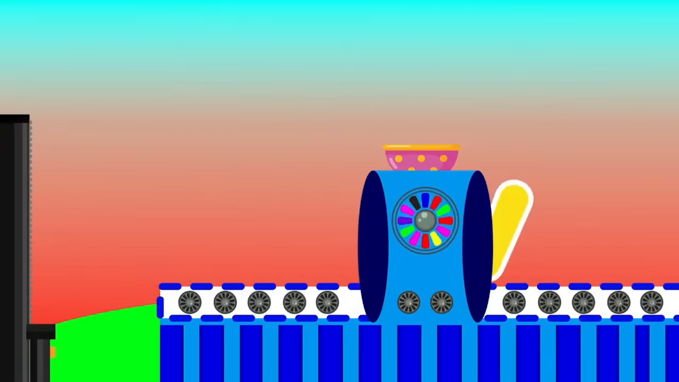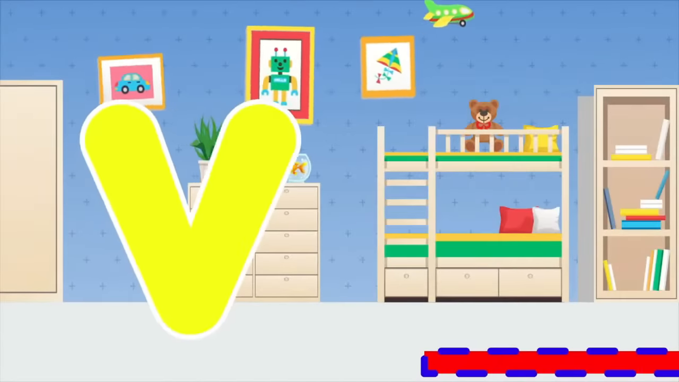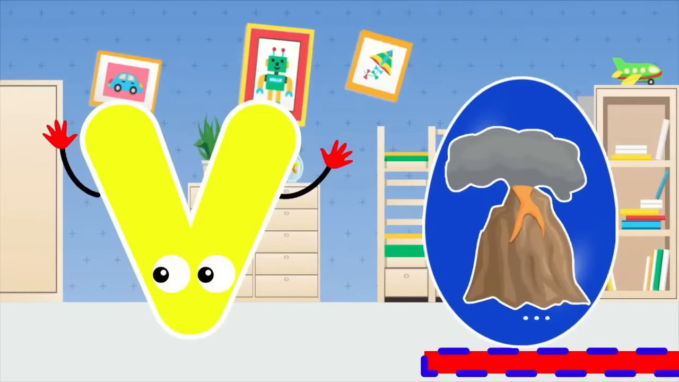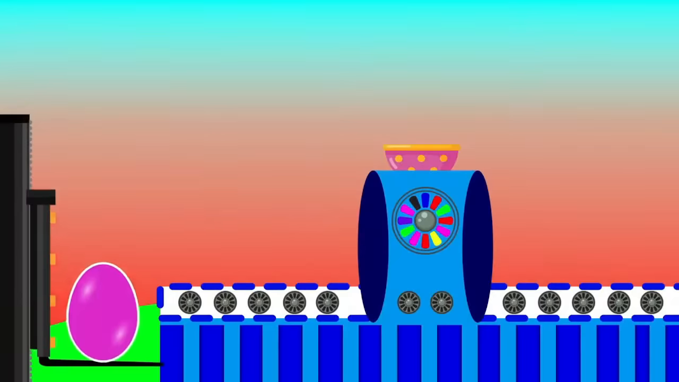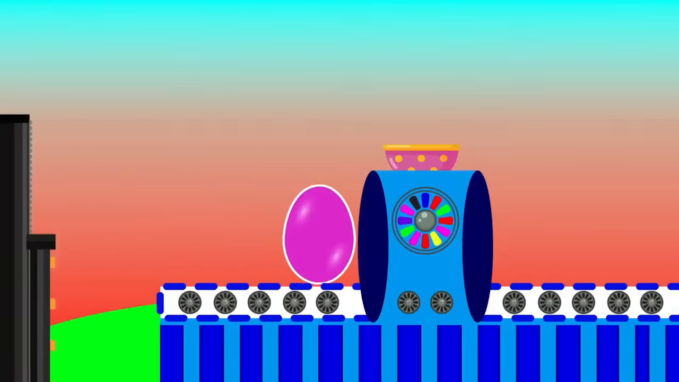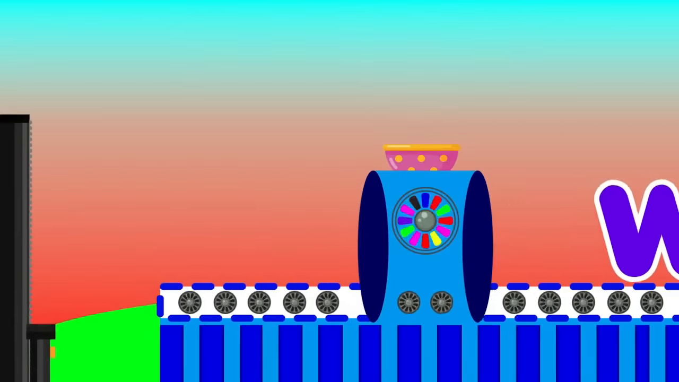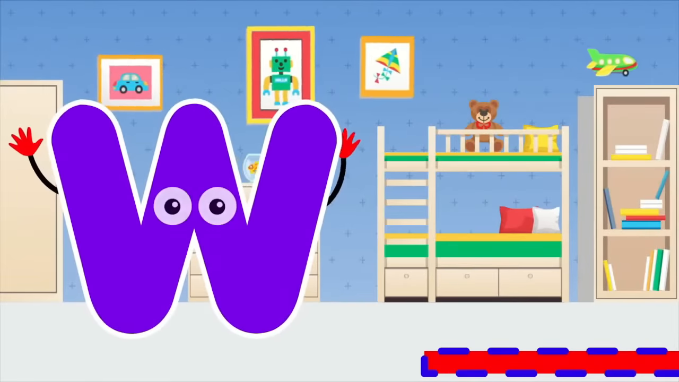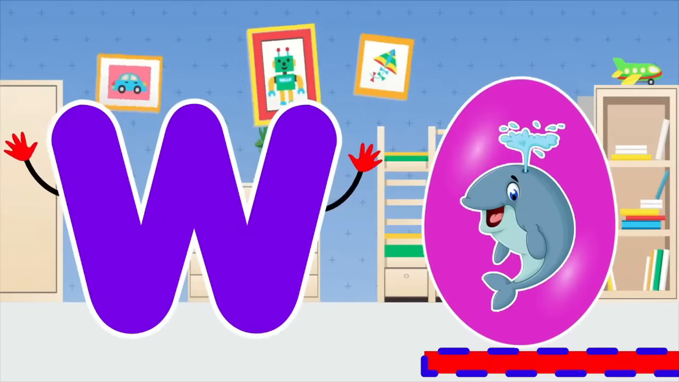Here is an alphabet V. V is for volcano. Here is an alphabet W. W is for wheel. Good job.